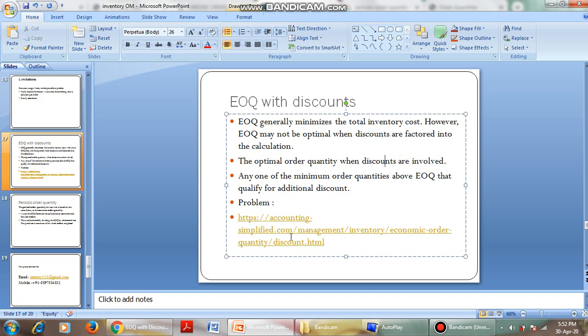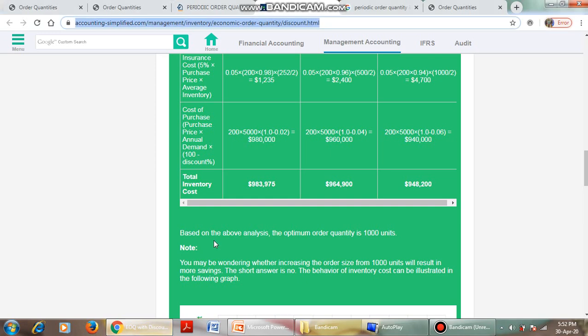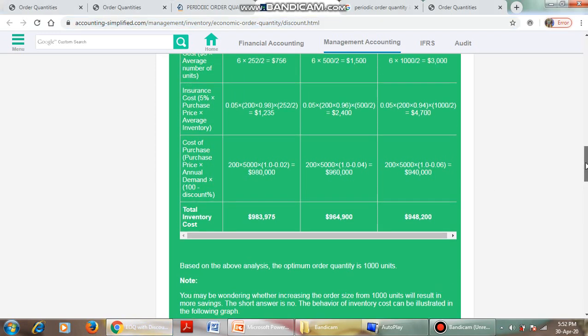Okay, let us see how to calculate. See here, any of the minimum order quantities above EOQ that qualify for additional discount. If you go for more products, then we will get additional discounts. I'll give you a link here. In this link, you will get one problem regarding how to calculate EOQ with the discounts. I will directly open this link. Okay, let us see here.